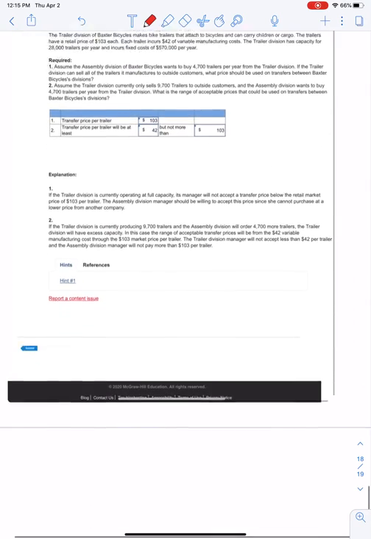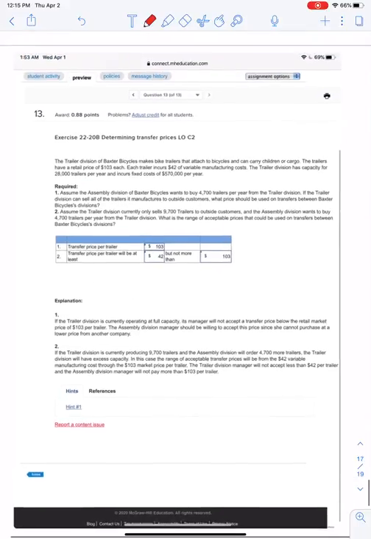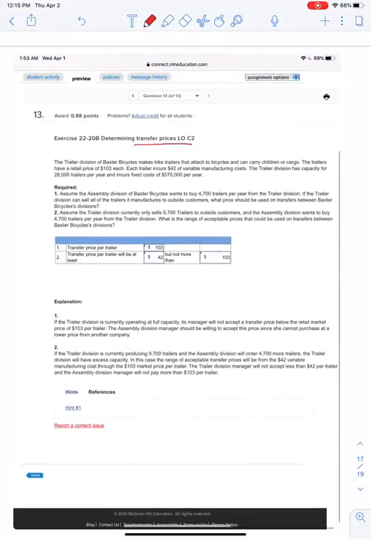So for number 13, what we're looking at is what we call transfer pricing. In this case, it tells me the trailer division of Baxter Bicycles makes bike trailers that attach to bicycles and can carry children or cargo. The trailers have a retail price of $103 each. Each trailer incurs $42 of variable manufacturing cost, and the trailer division has the capacity for 28,000 trailers per year with fixed costs of $570,000 per year.